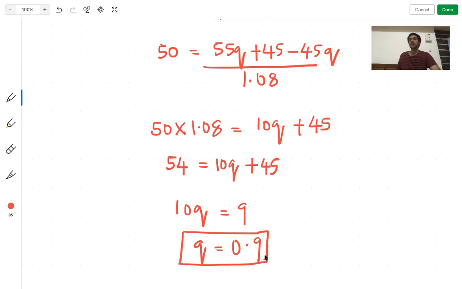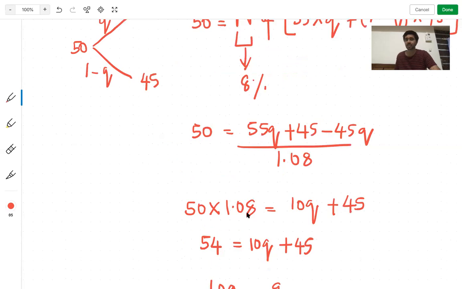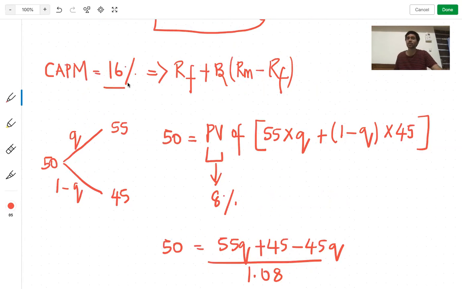Which means a risk-averse investor, to get a rate of return of 16% on this share, will have to assign a probability of 0.9 on the upside and a probability of 0.1 to the downside. Which means, if a risk averse investor, I'm sorry if I said risk neutral earlier, it's risk averse. Risk neutral is 0.625 and 0.375.